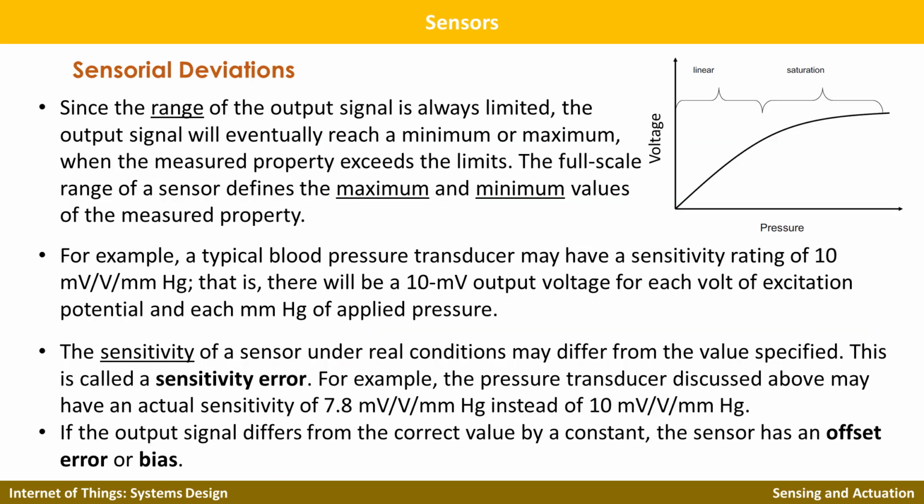There are a few different concepts we need to learn when we are studying the behavior of sensors and actuators. So the first one we are going to talk about is the sensorial deviation. So how the values sometimes change or deviate from the correct value.